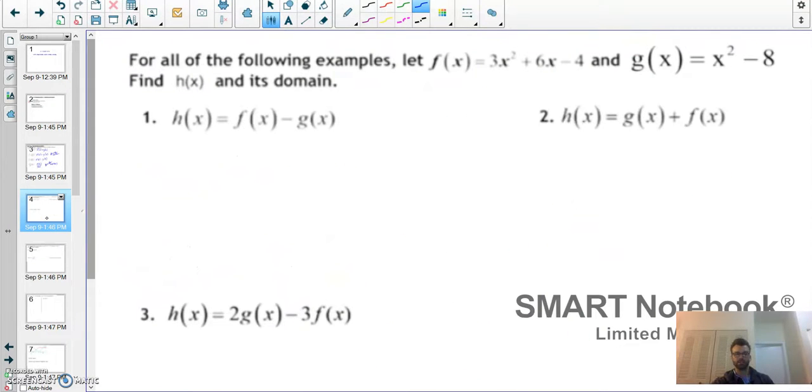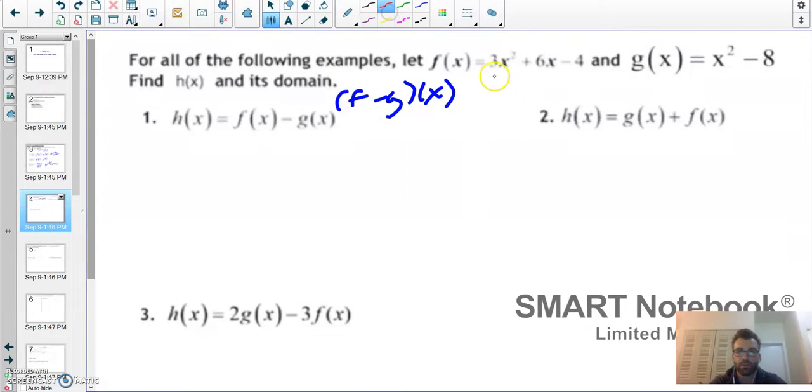So let's give it a shot here. In each of these, we'll perform three basic operations. In our first one, we're doing f of x minus g of x, which could also look like this: f minus g of x. That would be the same thing.